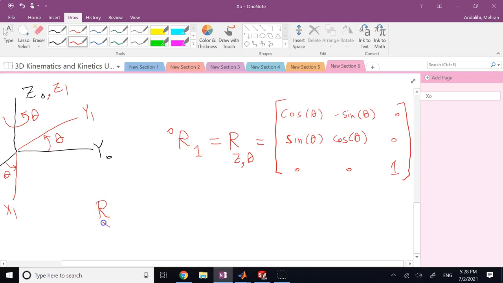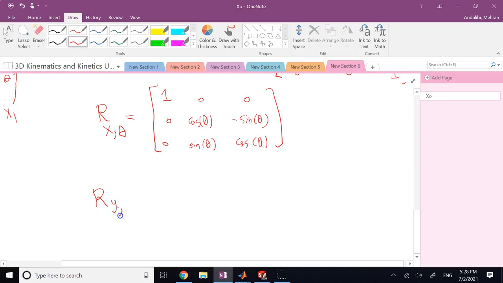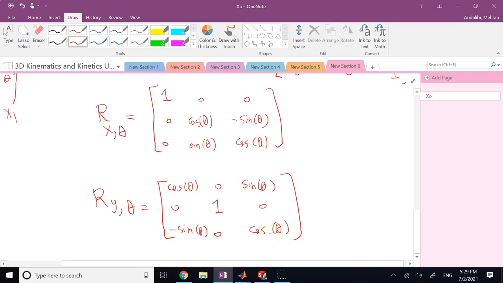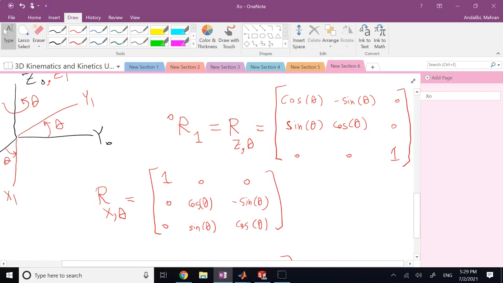And then you can similarly show that if you rotate about the x-axis with angle theta, so x is not going to change, y and z are going to rotate, then it is going to be of a form like this. And finally, if you have a rotation about the y-axis with the angle theta, then it is going to be like this. Okay, so it's not hard to show. We call them the primary rotation matrices.